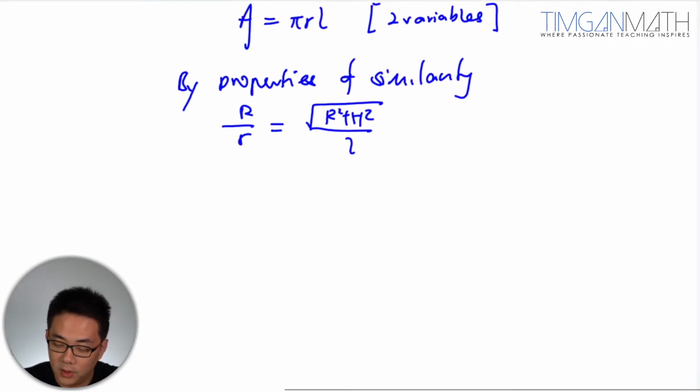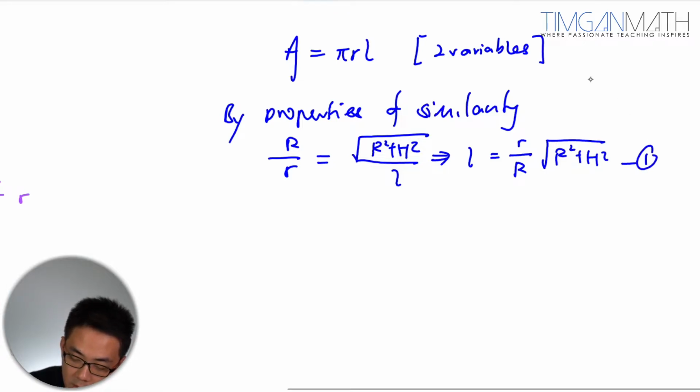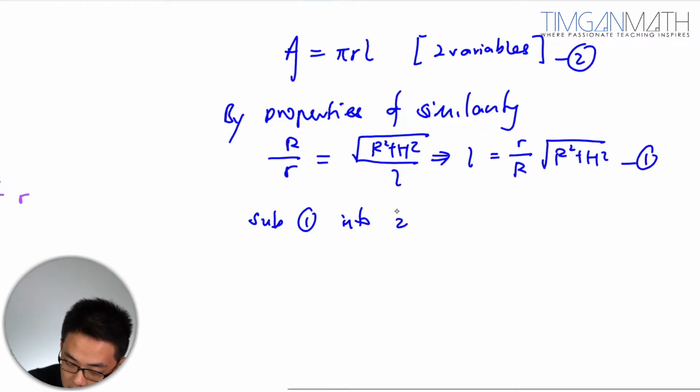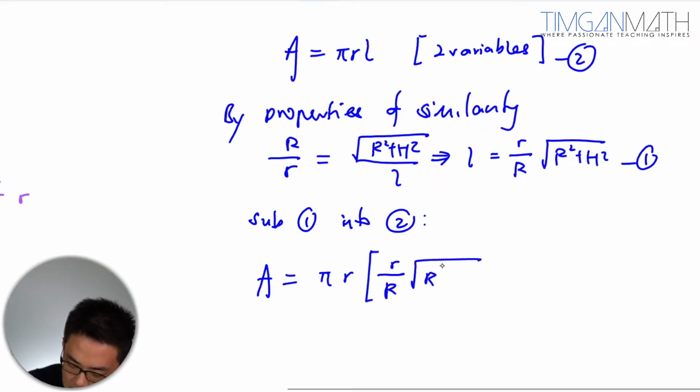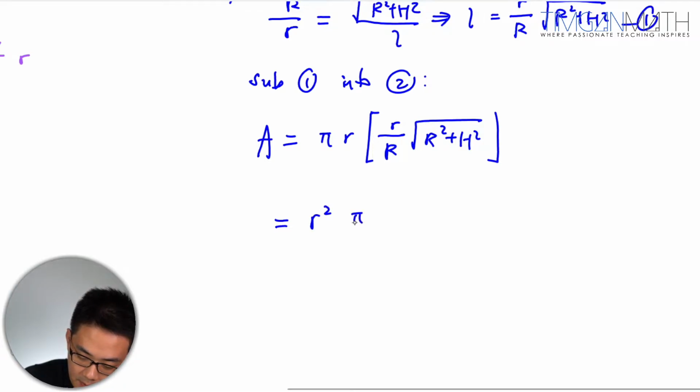Now the reason is that if I can make l in terms of the other constants, I mean the one variable, then it will be great. So I'll just sub 1 into 2. Then what we get is A equals pi R r over the square root of r squared plus h squared. Now there you go. Shouldn't be a problem there. I will gather that these are all constants, so the constants, I'm not too worried.